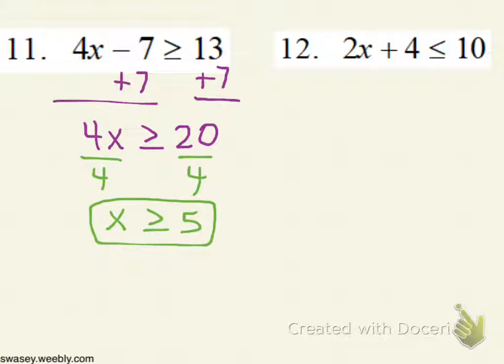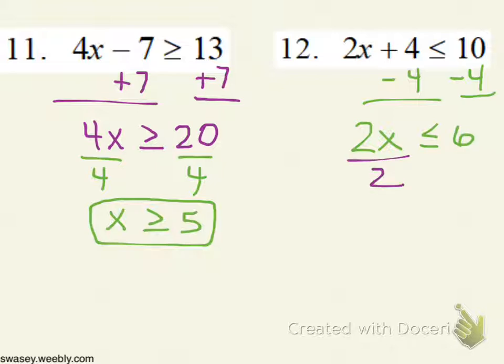Another two-step inequality for number 12. To get rid of plus 4, subtract 4. And so we get 2x is less than or equal to 6. And to get rid of multiplying by 2, divide by 2. And so we get x is less than or equal to 3.